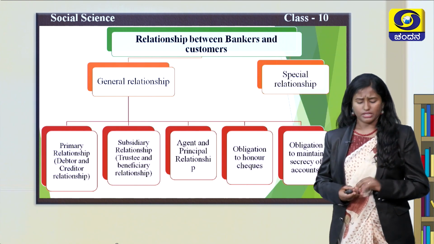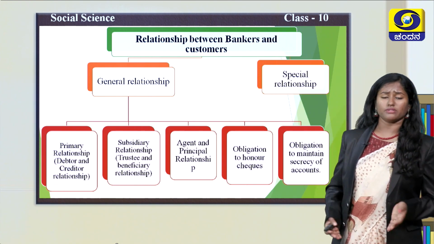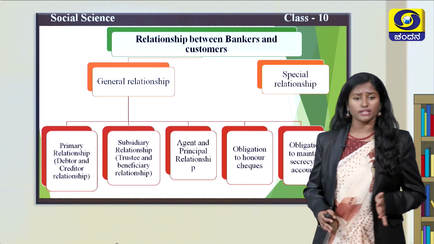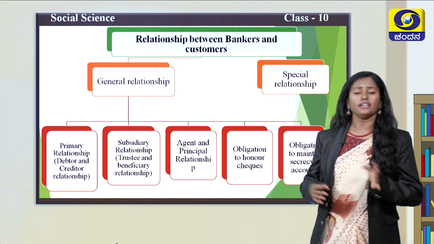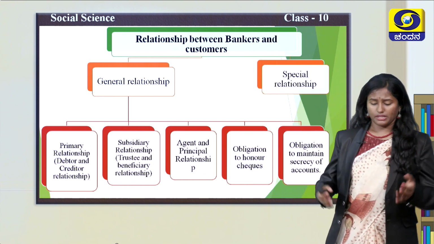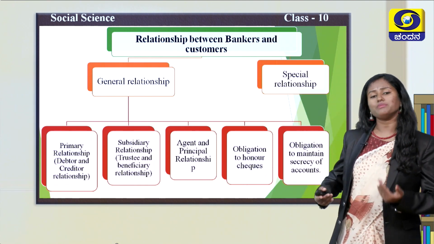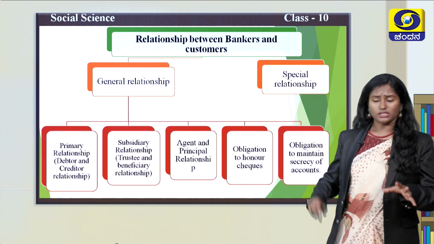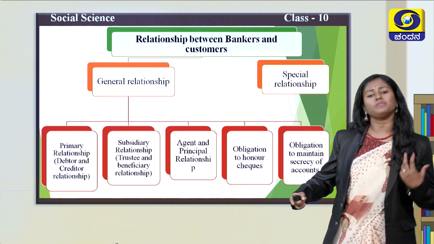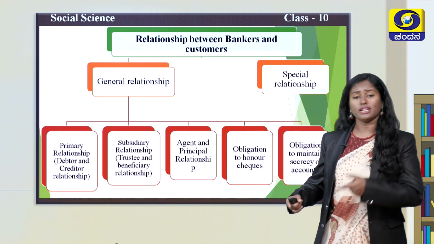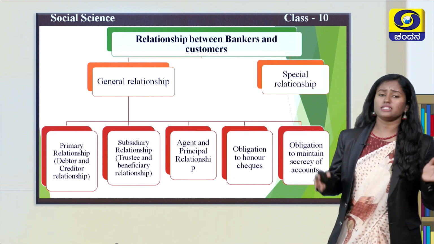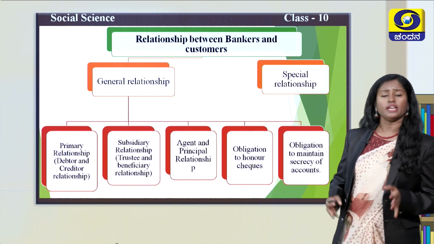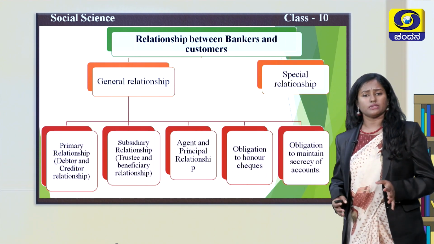Primary relationship is the main duty, or function, of a bank, that is to deal between the debtor and creditor. If I have the surplus amount, I become the debtor, and if I am lending my money to you, then I become the creditor. Yes, it is as simple as that. It is the primary relationship between any bank and customer.